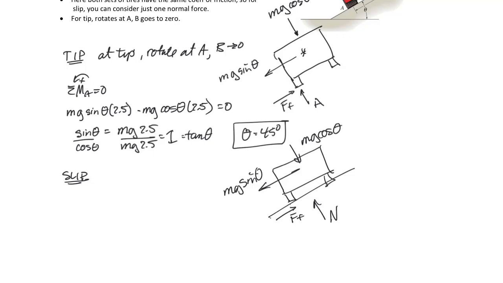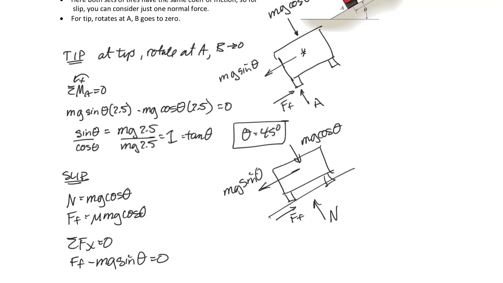Now, we can do this. We know that the normal here is equal to mg cosine theta. The force of friction then would be equal to mu mg cosine theta. So sum of the forces in the x is equal to 0. I have the force of friction minus mg sine theta is equal to 0. So I'll just put all those in there. Mu mg cosine theta minus mg sine theta equals 0. I have a mu of 0.4, so I'm just going to put that in there, 0.4.